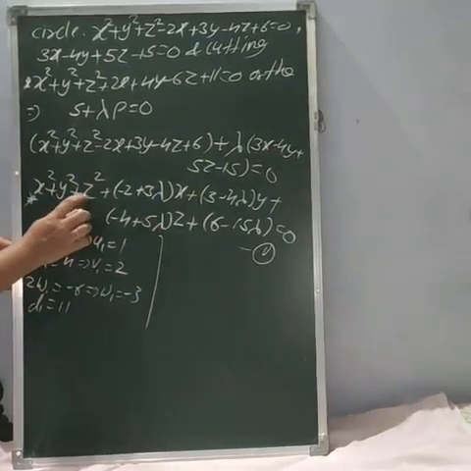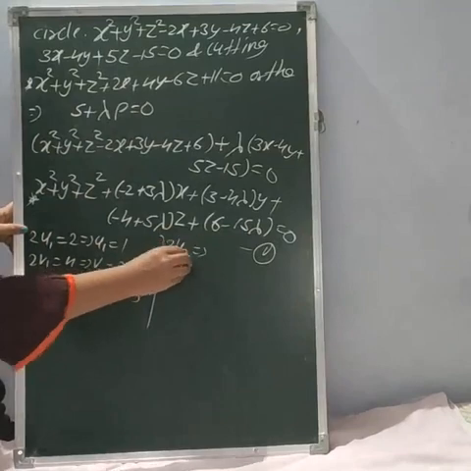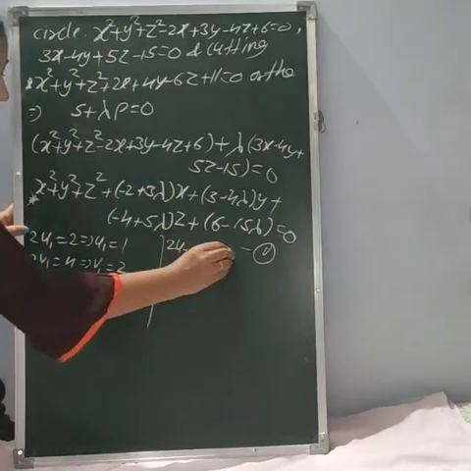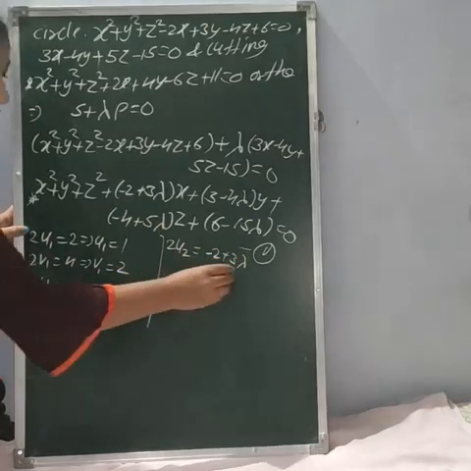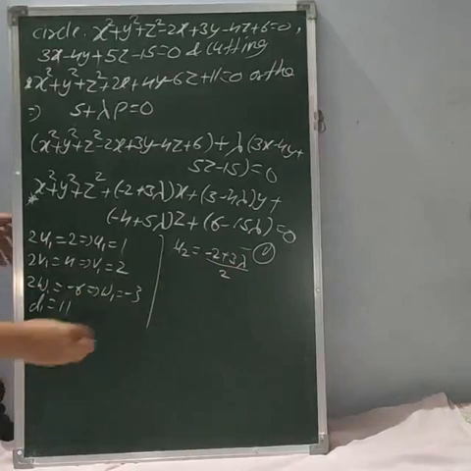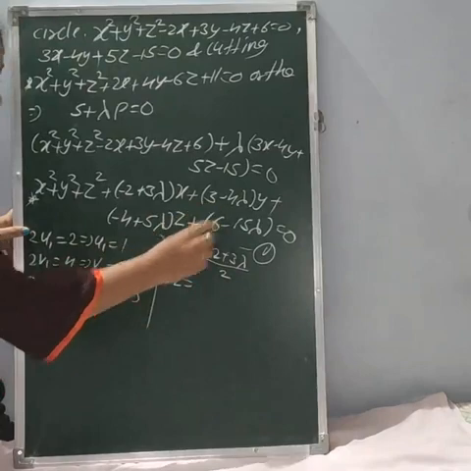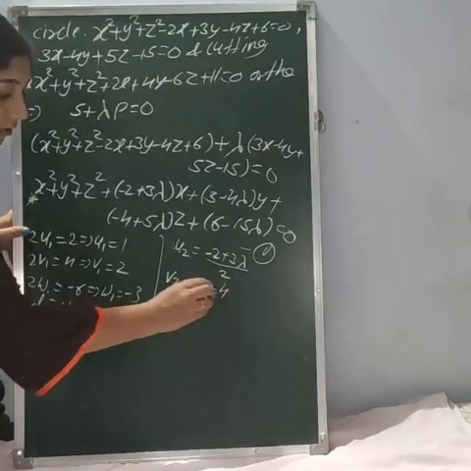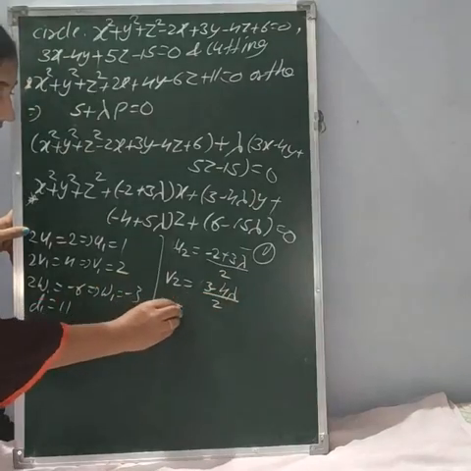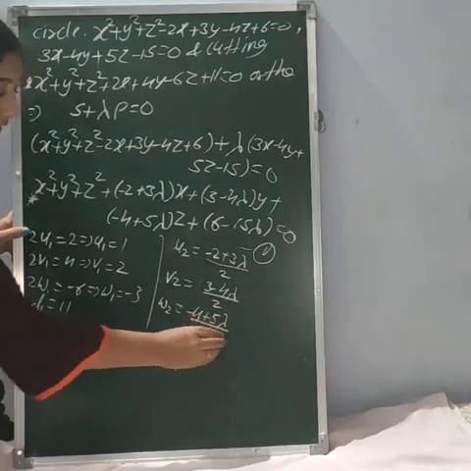Next, using this equation, we have to find the values of u2, v2, w2. 2u2 is again the coefficient of x. Here the coefficient of x is minus 2 plus 3 lambda, so u2 is equal to minus 2 plus 3 lambda divided by 2. Similarly v2 is the coefficient of y divided by 2, that is 3 minus 4 lambda divided by 2. Next, w2 is the coefficient of z divided by 2, so it is minus 4 plus 5 lambda divided by 2.